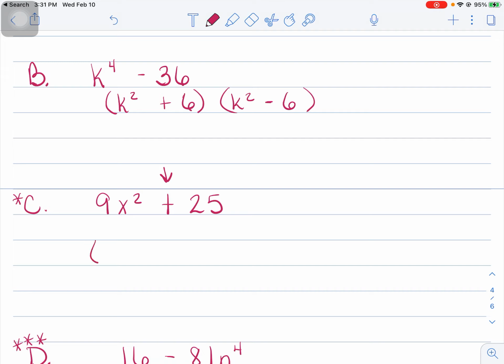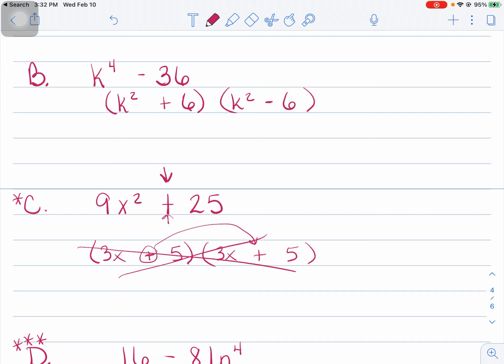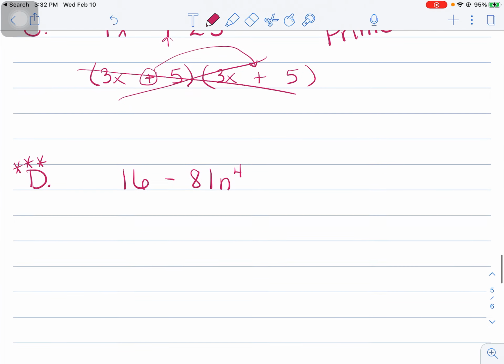If we try to break this into two binomials, we'd have 3x and 3x, and we'd have a 5 and a 5. And normally to get no middle term, we have a negative and a positive. That cancels out middle terms. However, if we multiply a negative times a positive, we're not going to get back to a positive. We're going to get a negative, so that won't work. If we put two positives, we're going to end up having a middle term. So this cannot work. This is a prime problem, so it's not factorable. We can't factor this anymore. It won't work. Okay? All right, let's look at D.